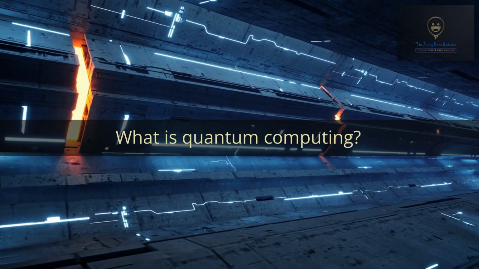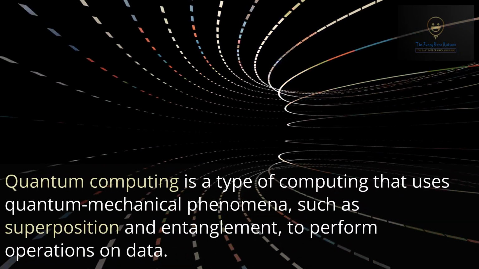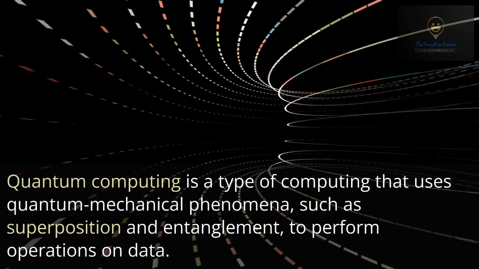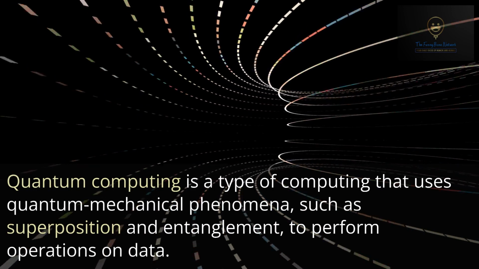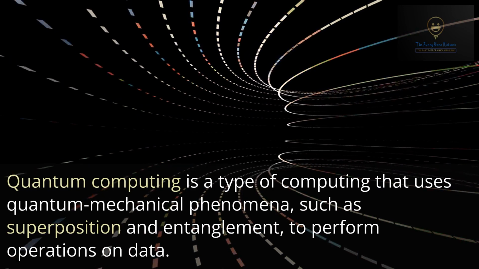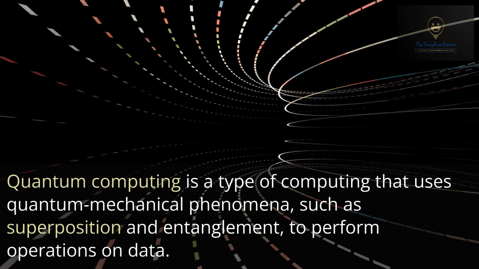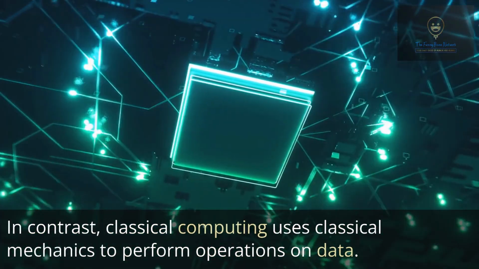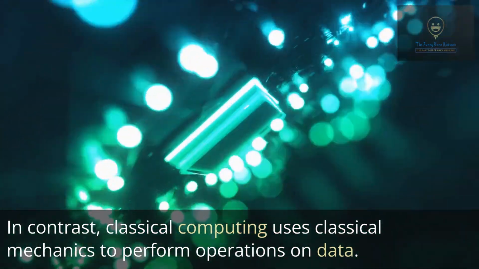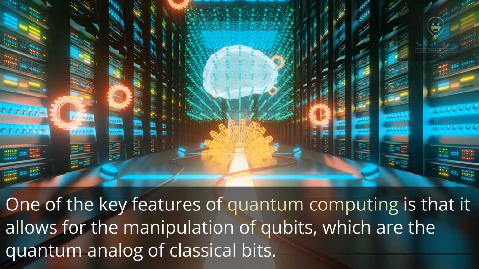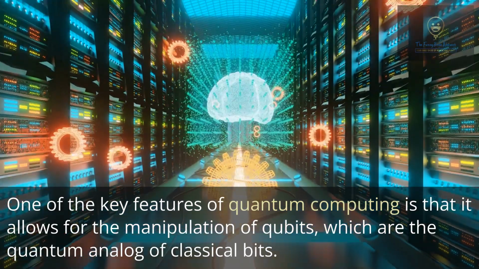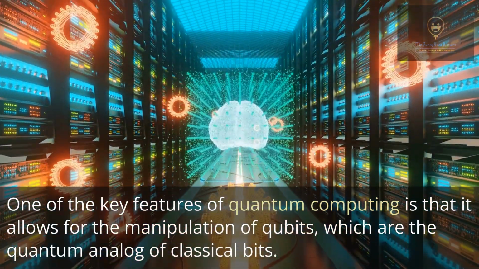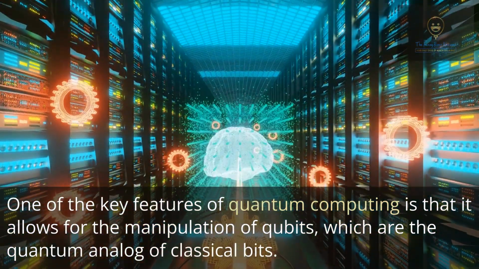What is quantum computing? Quantum computing is a type of computing that uses quantum mechanical phenomena, such as superposition and entanglement, to perform operations on data. In contrast, classical computing uses classical mechanics to perform operations on data. One of the key features of quantum computing is that it allows for the manipulation of qubits, which are the quantum analog of classical bits.